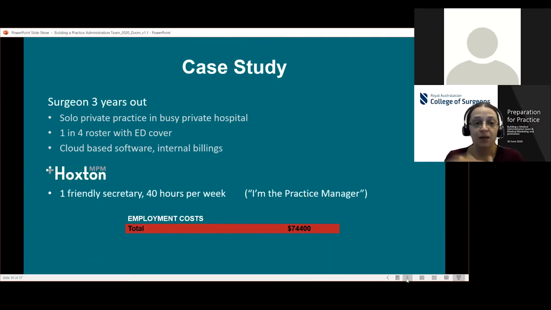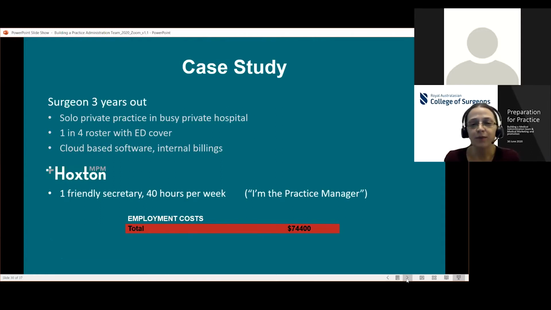So in this case, that person was a lovely, friendly secretary who worked 40 hours a week, who identified herself as the practice manager, really had no managerial skills, wasn't adding any business management nous into the practice, but she was the only person there. So therefore, she was the practice manager.